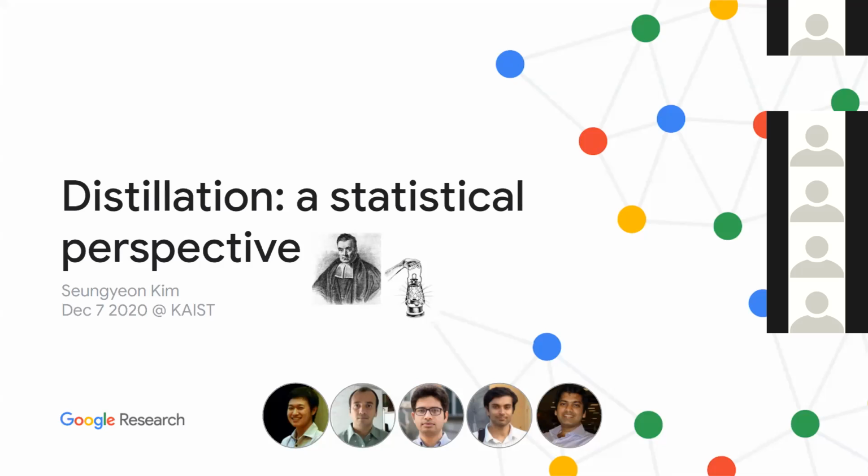This is in collaboration with my teammates at Google New York: Aditya, Ankit, Shashank, and Sanjib. Sanjib is my manager. Here is also a small picture of Bayes, because we will talk about Bayes a lot in this talk. And this is basically a lantern to lighten the dark cave of knowledge.